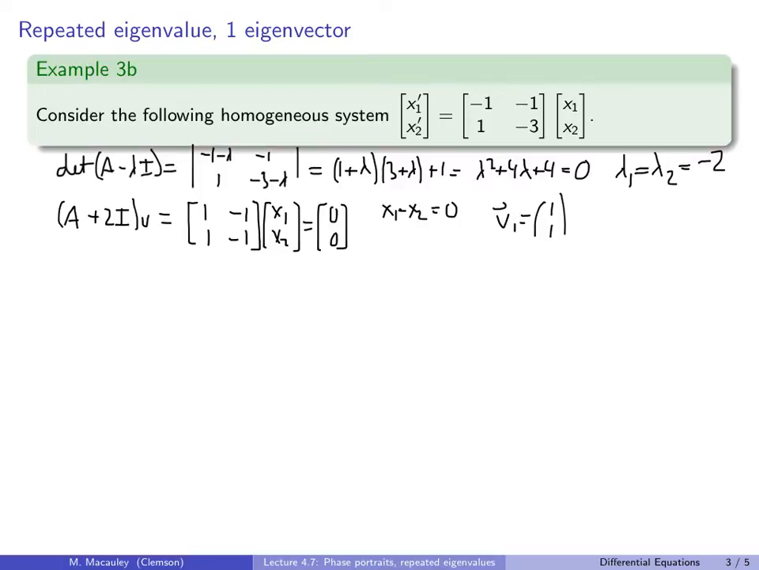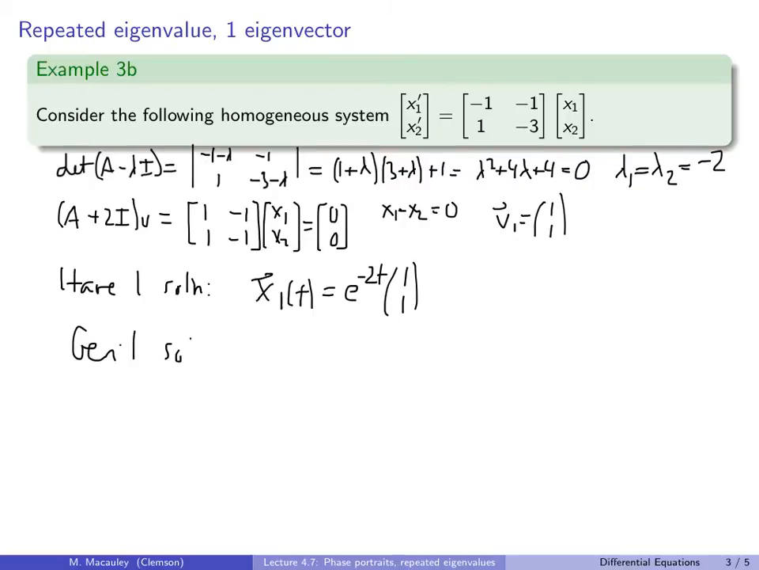So this is an eigenvector, and it's the only one that we have. So we have one solution, and that's x1 of t equals e to the negative 2t times 1, 1. The thing is that this is one solution, but we know the general solution. So the general solution is x of t. It has to be c1 x1 of t plus c2 x2 of t.